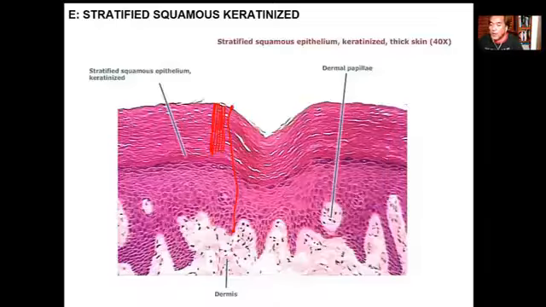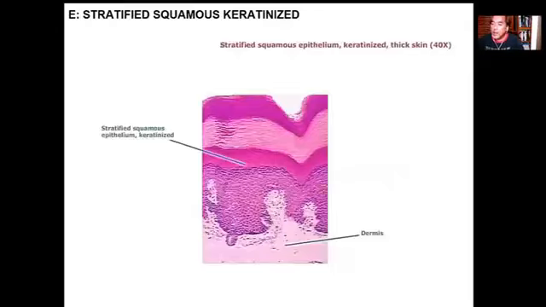That's why the stratum corneum is bigger. Thick skin is located at the area of the palm of your hand and the sole of your foot. It's still stratified squamous keratinized. Now this is again stratified squamous keratinized. From here to here is the epithelium, and you got a big layer of dead cells from here to here.